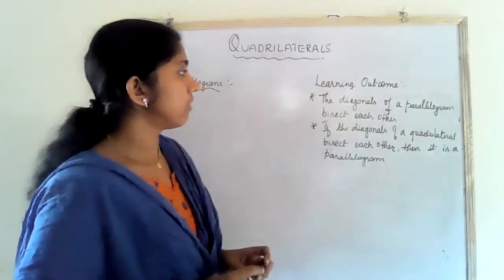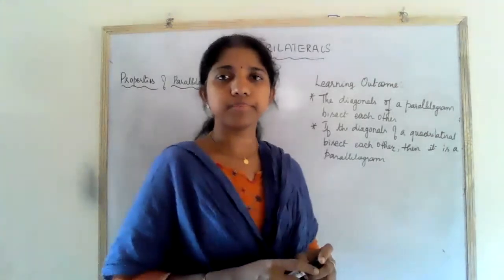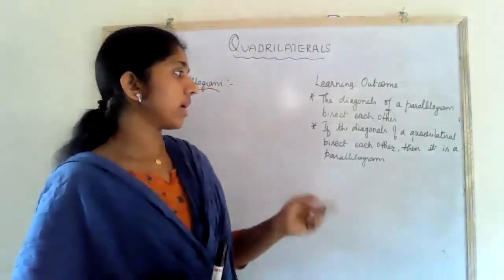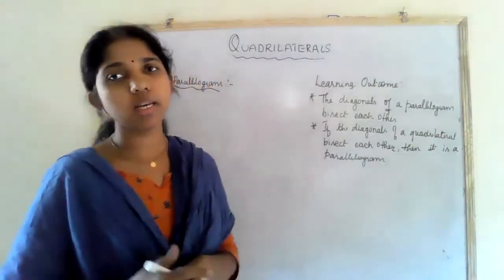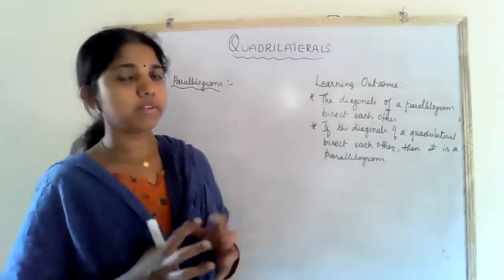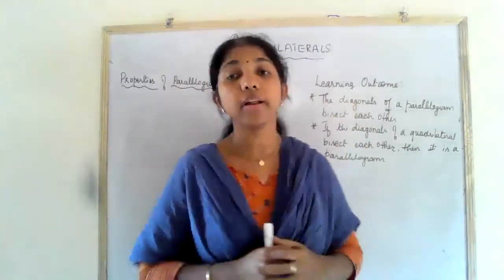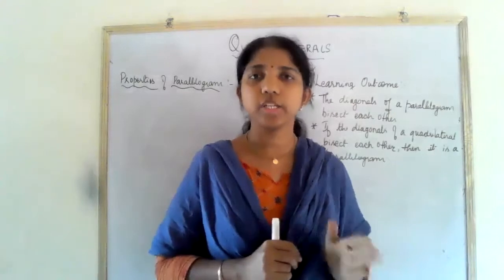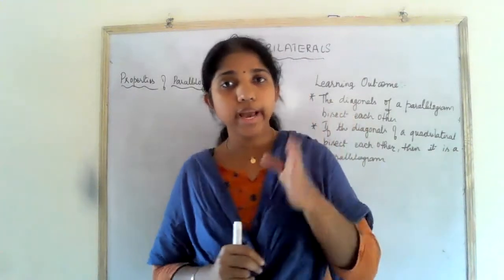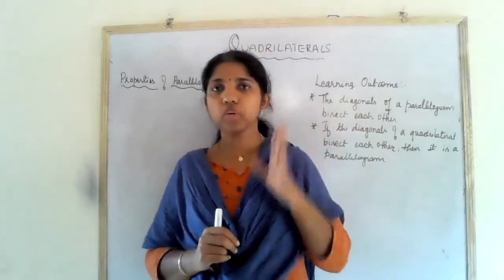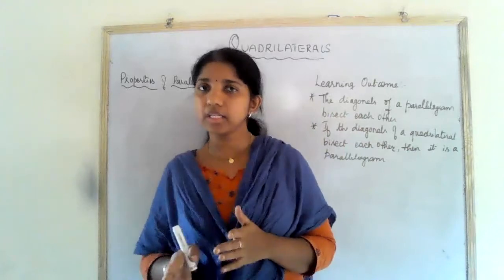That is, the diagonals of a parallelogram bisect each other. The next one: if the diagonals of a quadrilateral bisect each other, then it is a parallelogram. So here, the first concept: the diagonals of a parallelogram bisect each other. What is meant by diagonal? You should have the picture of a diagonal of a parallelogram.